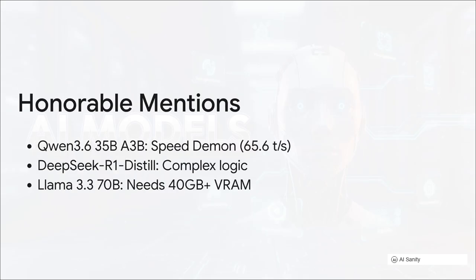I want to rapid fire a few alternate choices here too, just so you have the complete picture. And we're looking at real benchmark numbers here to prove this is concrete data, not just vibes. If speed is your absolute top priority, the Qwen 3.6 35B A3B is a total speed demon. We're talking 65.6 tokens per second. If you need complex logic and software architecture, DeepSeek R1 Distill is the absolute king of thinking models.